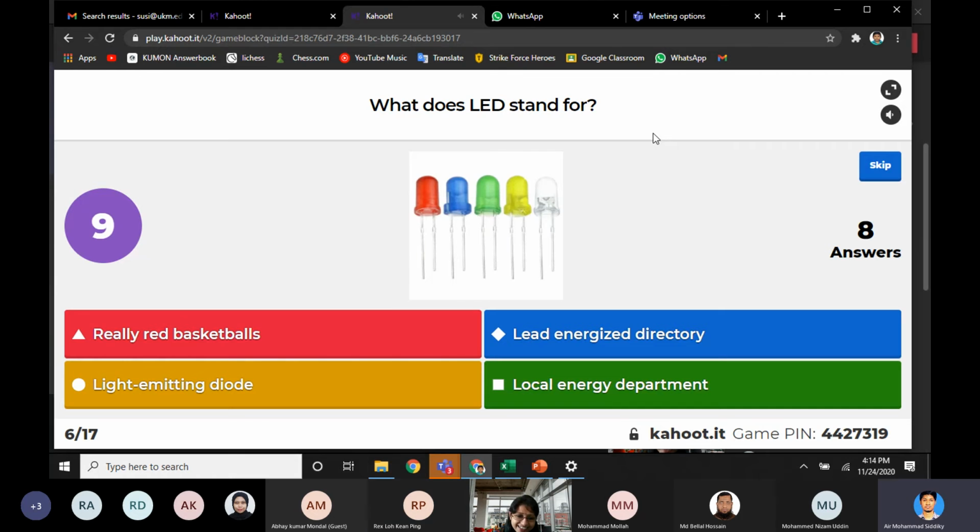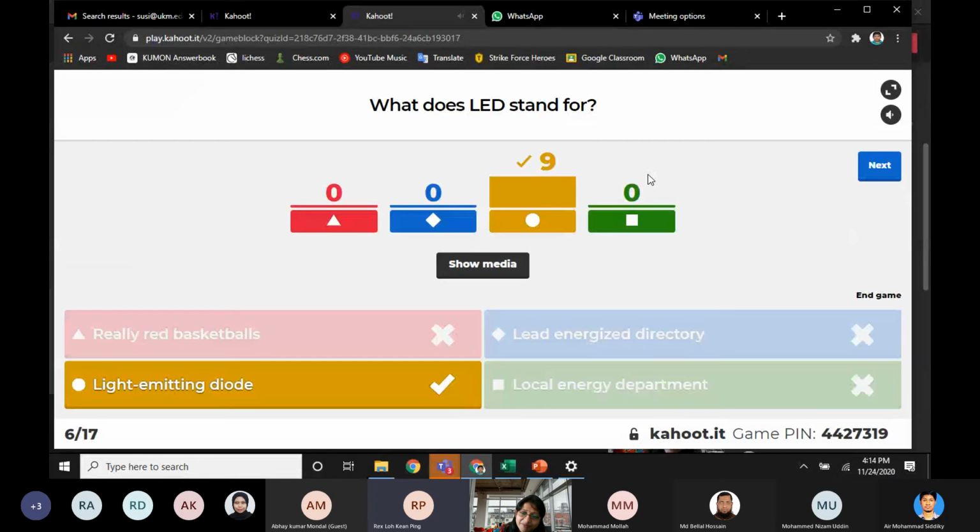Light emitting diode. No current. This is very testing your responsiveness. Okay, light emitting diode. LED stands for light emitting diode.